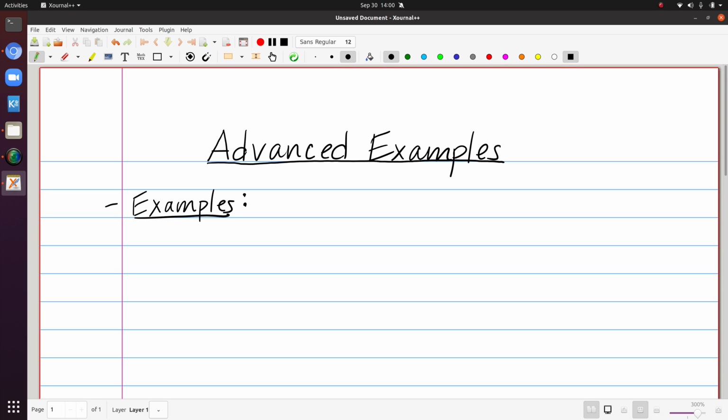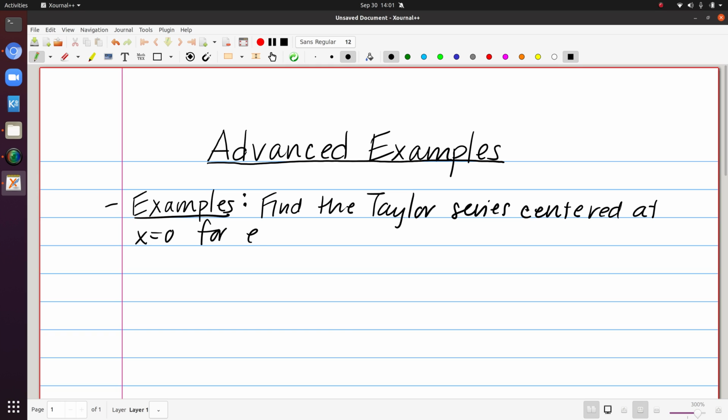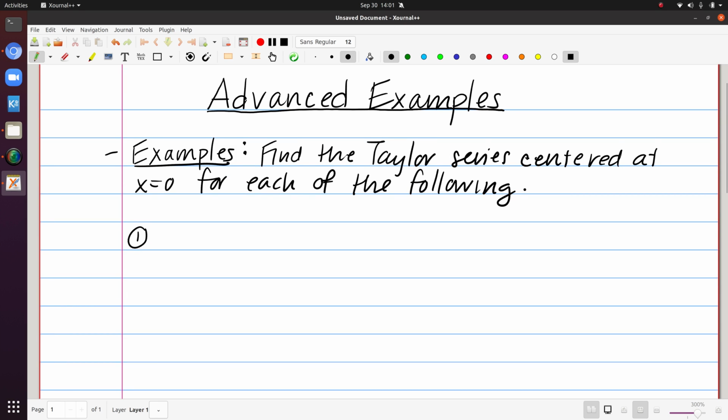So we want to find the Taylor series centered at x equals 0 for each of the following. So let's start with the function f of x equals x over 1 minus x squared.